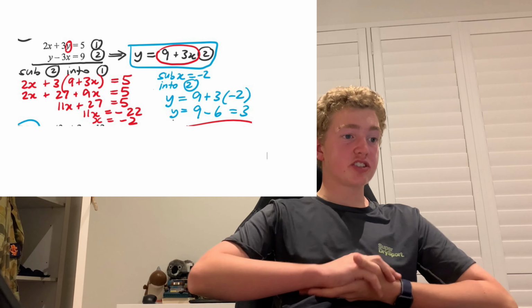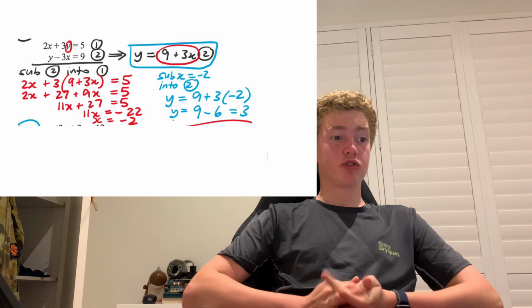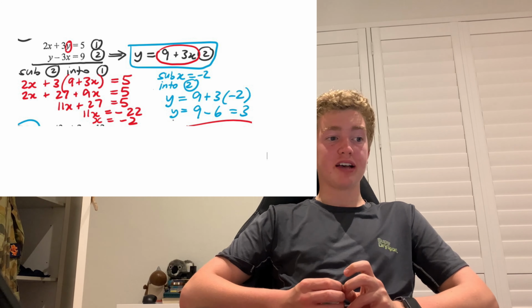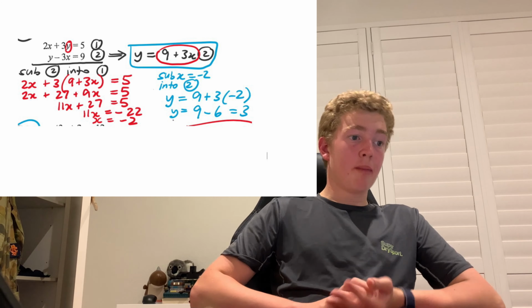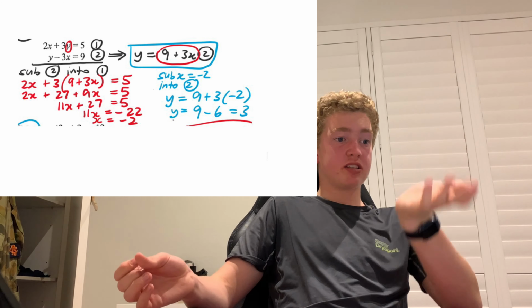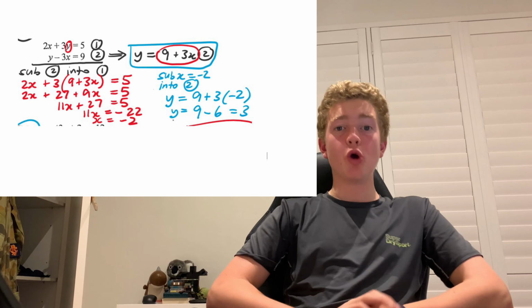Now that we've got x, all we need is y. And we already worked out before that y is equal to 9 plus 3x. So y is equal to 9 plus negative 6, which means that y is equal to 3, because that's 9 plus minus 6. Y equals 3. Boom. That's done. That's a really good method. It's a nice one to use.